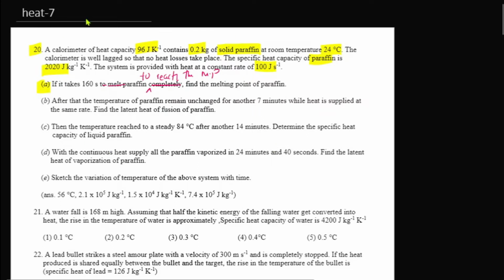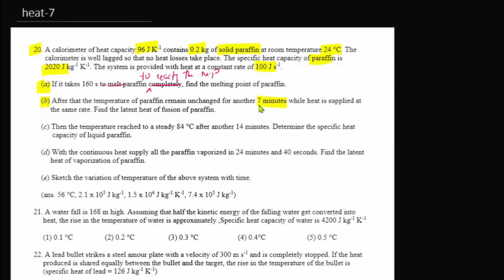Right. Okay. So in the next B part, they're saying that after paraffin reaches its melting point, its temperature remains unchanged for 7 minutes. You know, right? After a certain substance reaches its melting point, the temperature is not going to vary anymore. Although you continuously supply heat, the temperature will not vary for a certain while. What is that state?